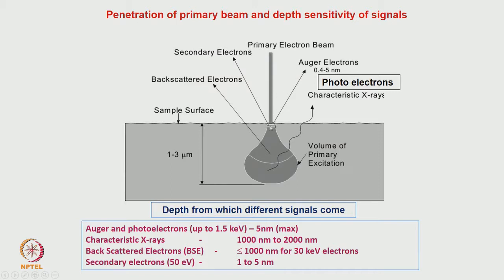Auger electrons are also generated from a depth which is very small. Backscattered electrons come from a depth which is large, and if you look at the size of the region from which the signal is coming, even though this is the beam size, it is coming from a larger region. So that means the spatial resolution becomes poor, and the depth resolution is also quite large, and X-rays come from deep within that sample. Okay. So this is about 1 to 3 micron.